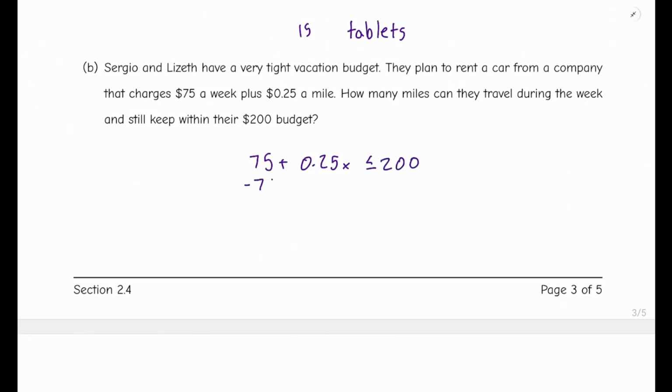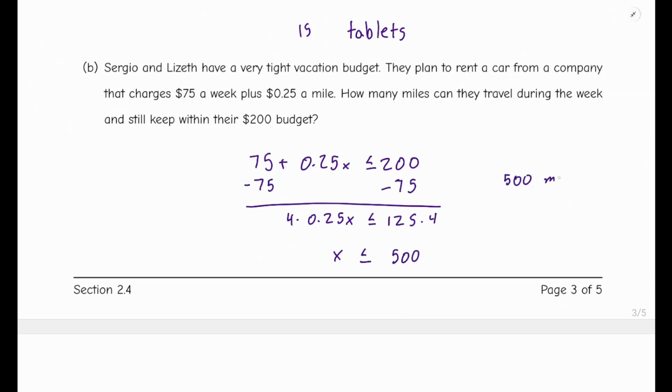So I'm going to subtract 75 from both sides, and get 0.25x is less than or equal to 125. And then I could divide by 0.25, but that'd be the same thing as just multiplying both sides by 4. So then we get x is less than or equal to 500. So 500 miles is the answer.